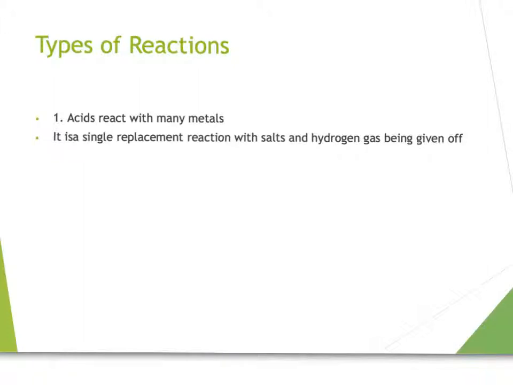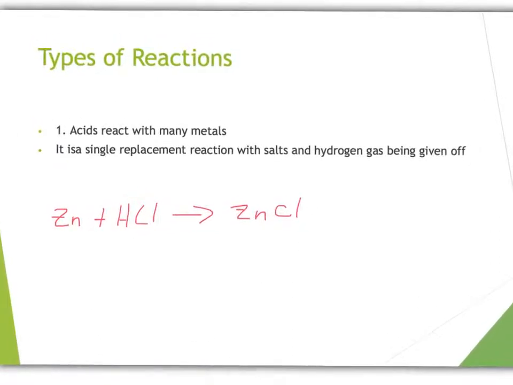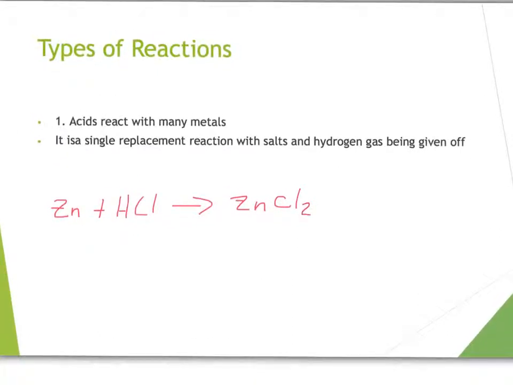When we look at reactions of acids, acids react with many metals. And when an acid reacts with a metal, it is a single replacement reaction with salts and hydrogen gas being given off. So if we looked at an example of zinc plus hydrochloric acid, we would have a single replacement reaction where our zinc would join with our chlorine. And so we have zinc with a +2 charge, chlorine with a -1, and we would have H2 because hydrogen is diatomic.